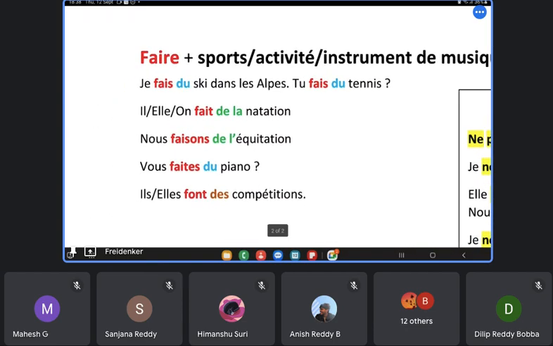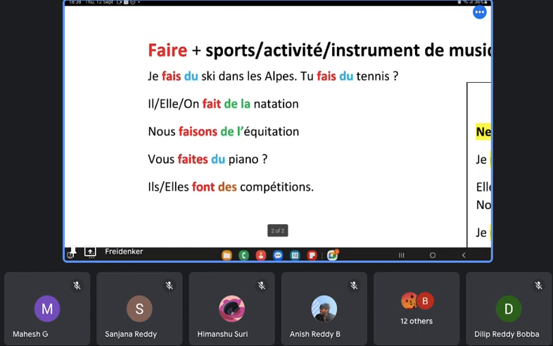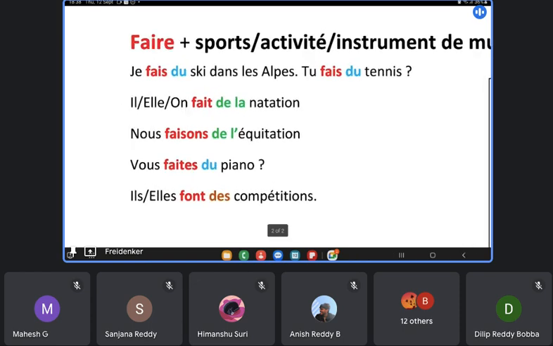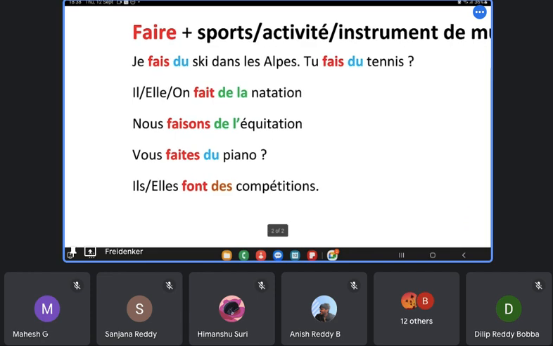Faire. All of these examples are in positive or affirmative sentences. For negative sentences, there is one extra rule that you're supposed to remember, which is in this box on the right side. But first, let's look at the examples which have no negation. So, I ski, I do skiing in the Alps. Je fais du ski dans les Alpes. Tu fais du tennis? Do you play tennis? And see, when do we use faire? When you do something regularly. Il, elle, on fait de la natation. They swim. They're swimming. So basically, they're doing swimming or they swim.